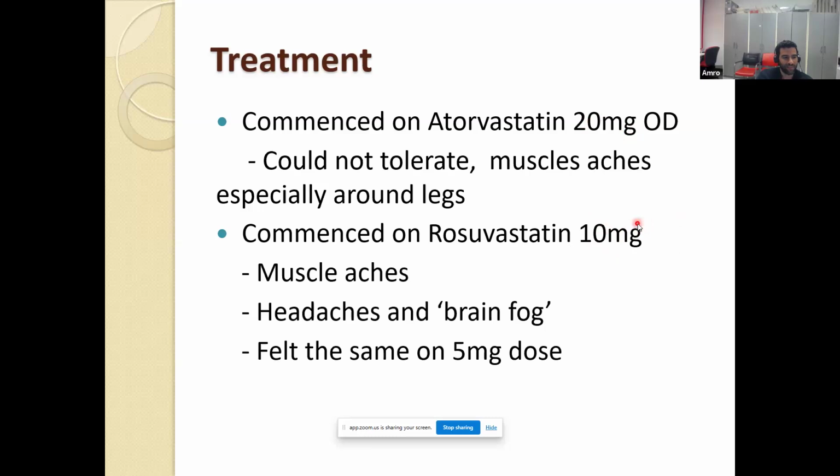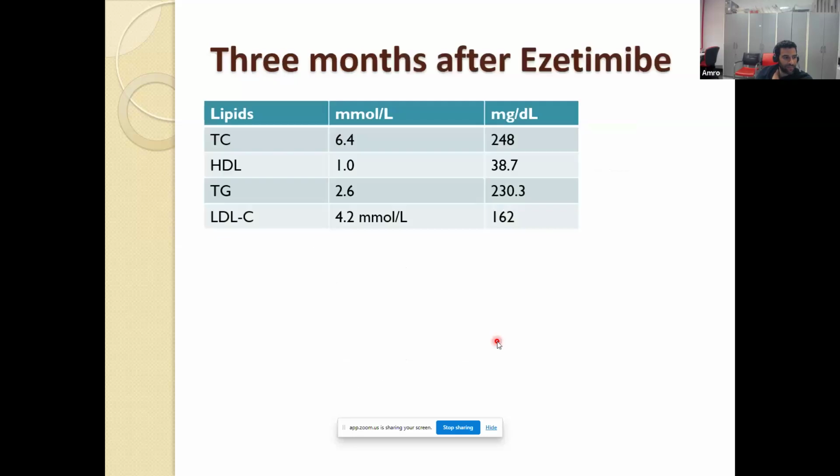But he had muscle aches, headaches, brain fog. So we stopped it for a couple of weeks, put him on a 5 milligram dose. It didn't work, he felt exactly the same, saying, I'm never taking statins again. These are horrible drugs. So then we put him on ezetimibe, as you rightfully said, because he couldn't tolerate statins, 10 milligrams. So he could tolerate the ezetimibe. But 3 months later, we checked his lipids, and these were his lipids.